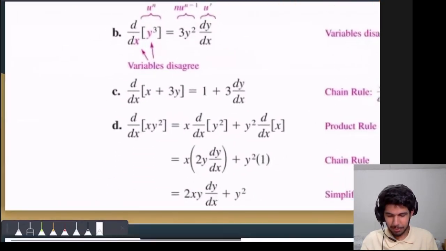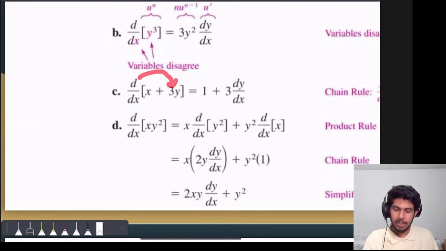So let's see another example here. The derivative with respect to x of x plus 3y. The derivative distributes, so it's the derivative of that plus the derivative of that. So d dx of x, the variables agree, so we take the derivative as normal.